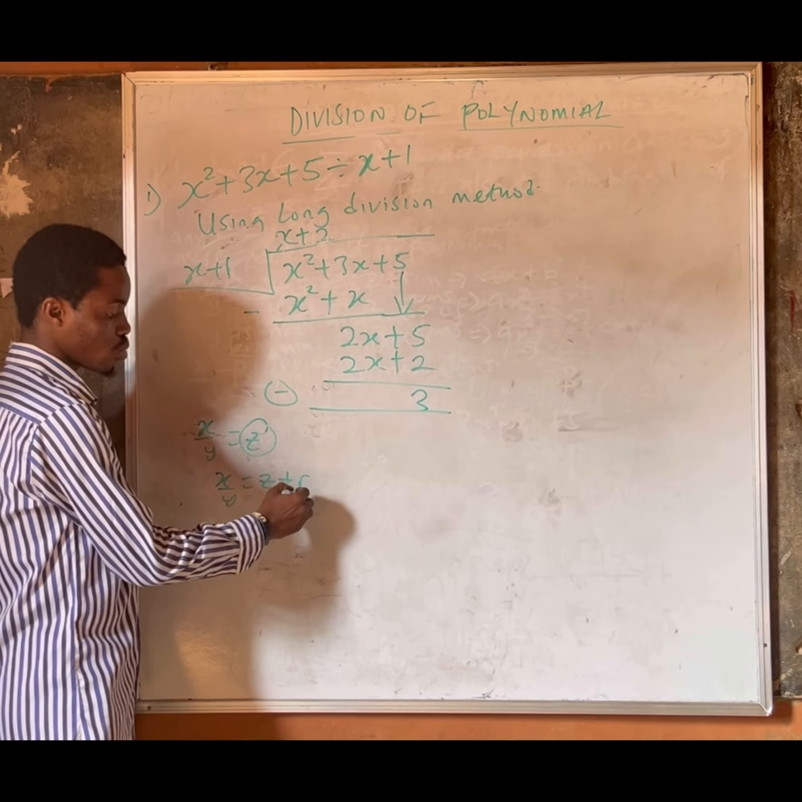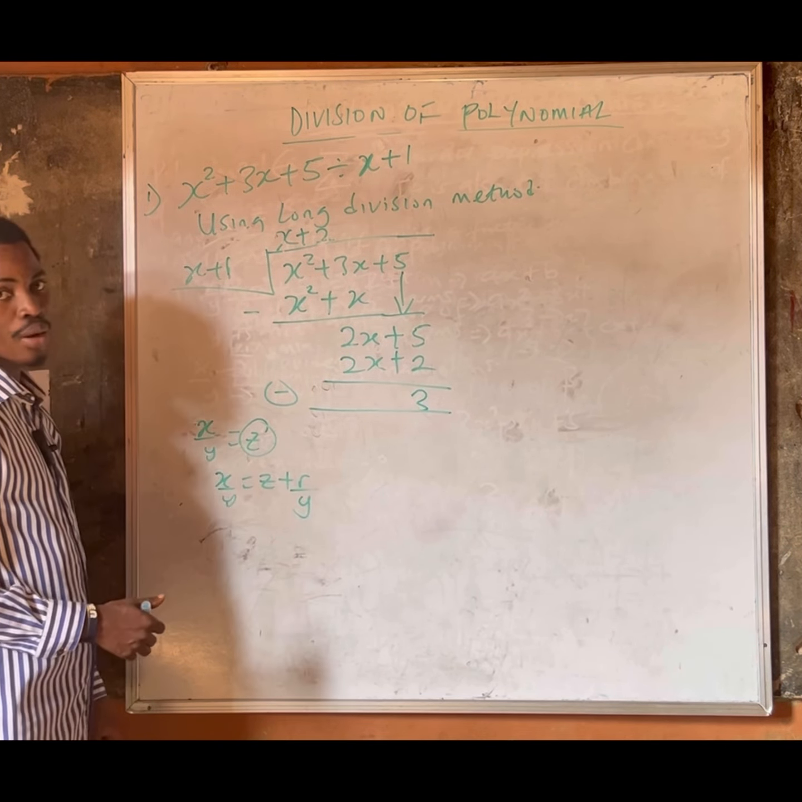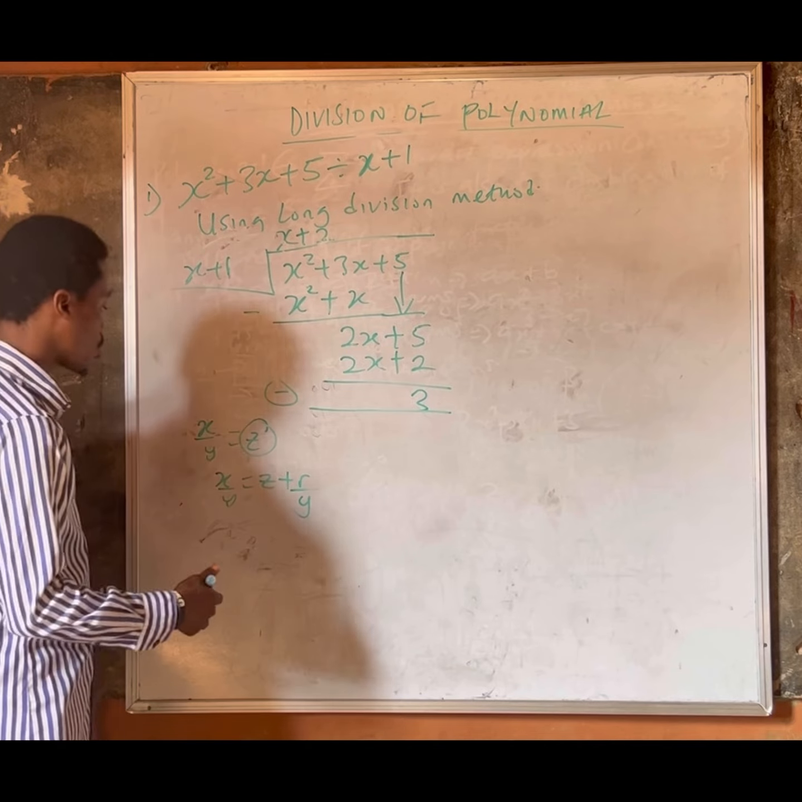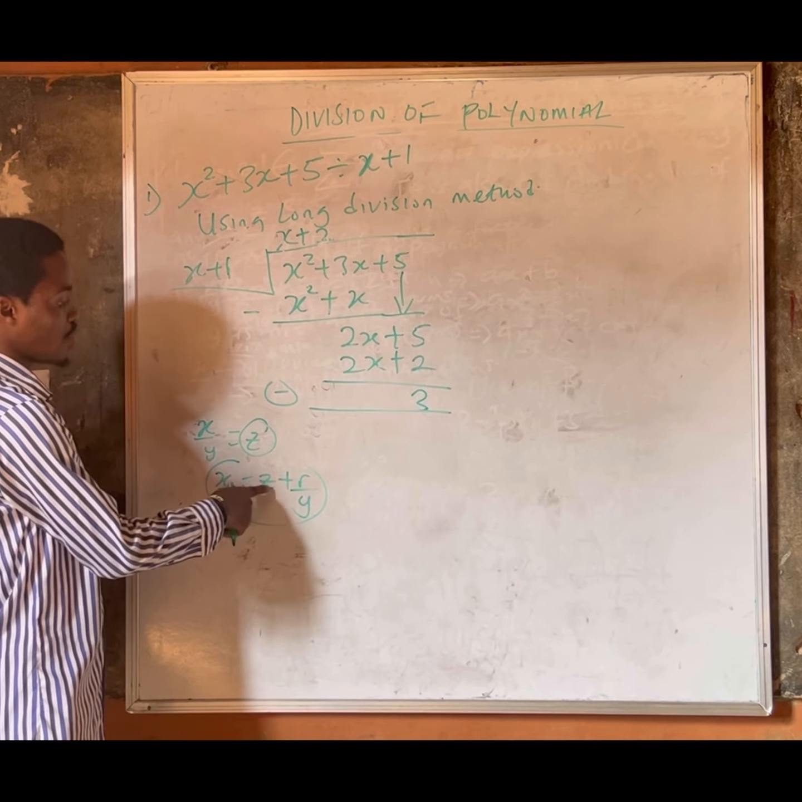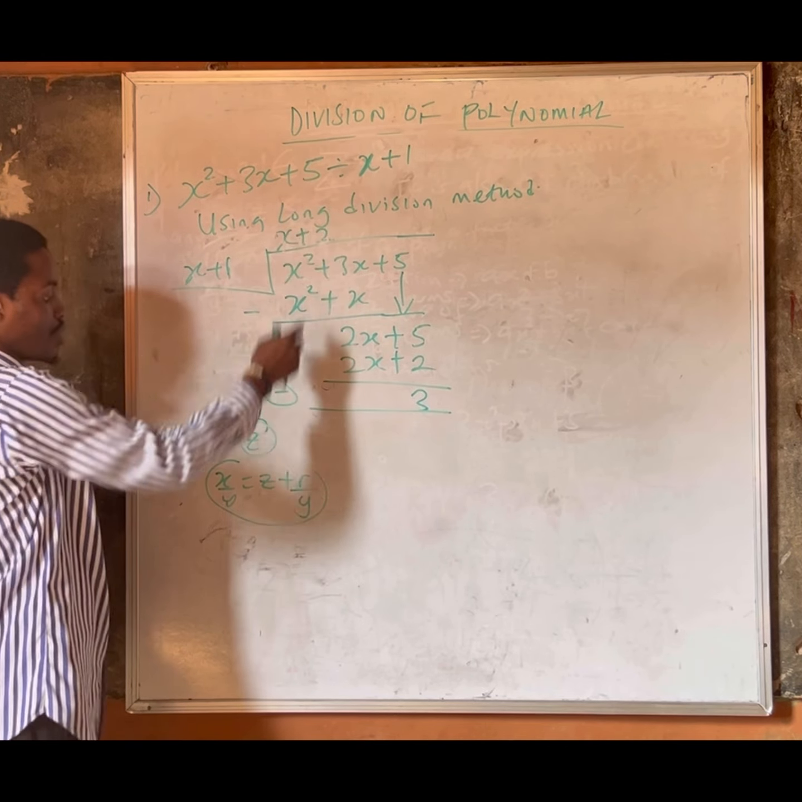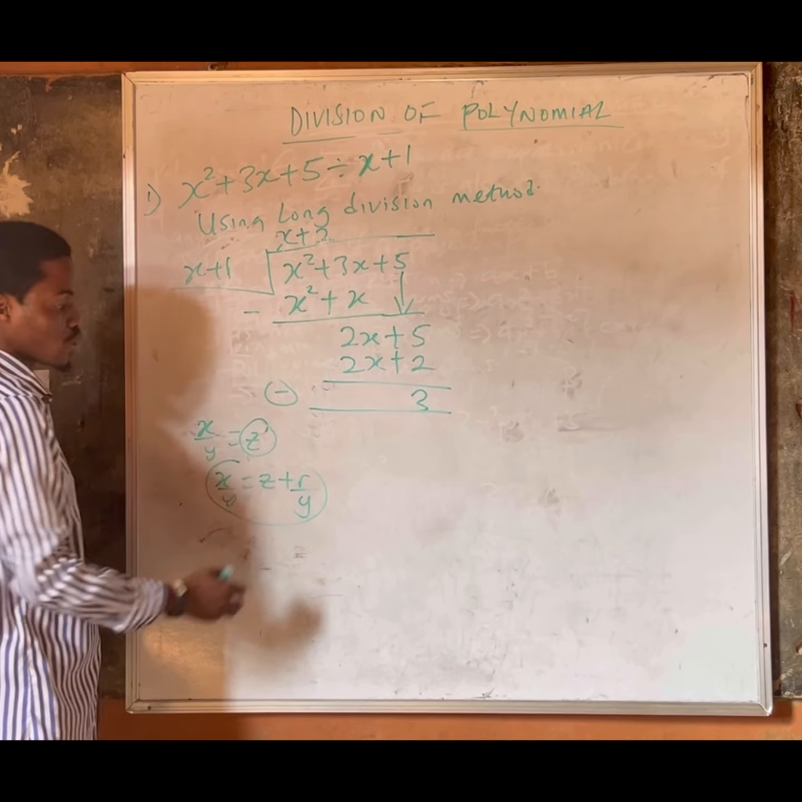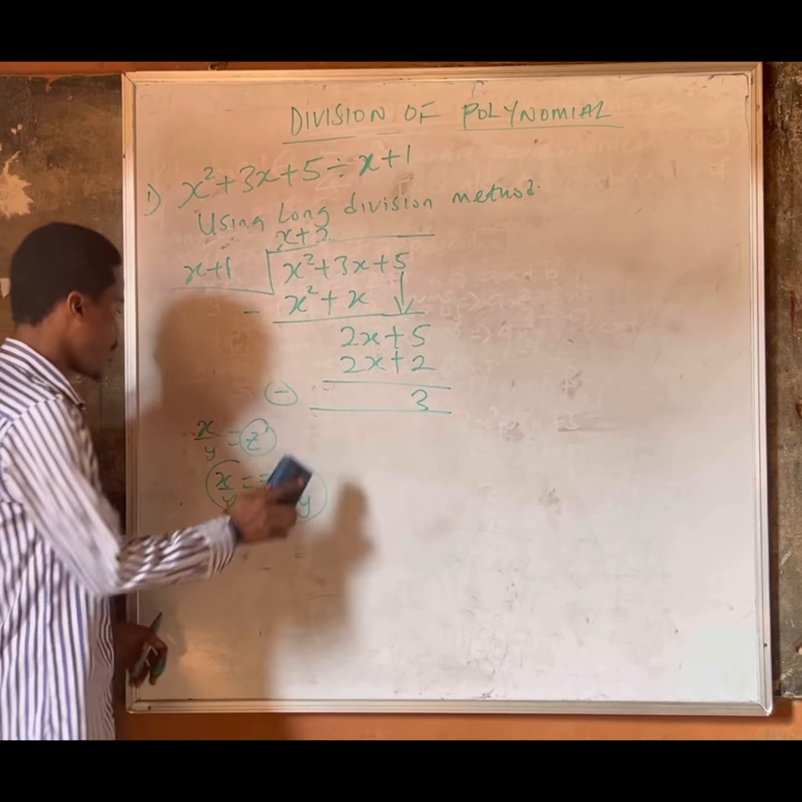we must have our what? We must have our y. Our y is what? Divisor. So it means since we have a remainder, we are going to use this. That is our z. What's our z? Our z is our quotient. Our x is the remainder, and our y is what? Divisor.